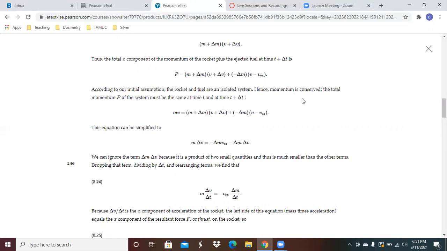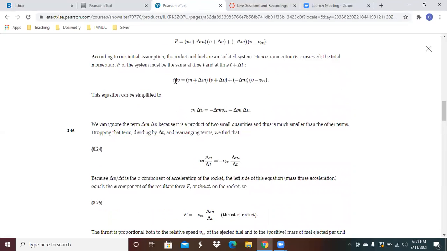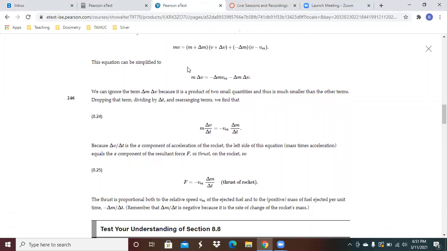This is an isolated system, therefore momentum is conserved. So we know what the momentum was starting out. This is what the momentum is going to be afterwards. Simplifying all of that, we come up with this particular number of terms. We're going to ignore this term. Why? Because we're in a physics class, and in physics class, if the product is so small that it's not going to influence anything else going on, we get to throw it out. You try that in a math class, and you will not pass. But here, we're not going to worry about it, so boom, it's gone. This leaves us with this.